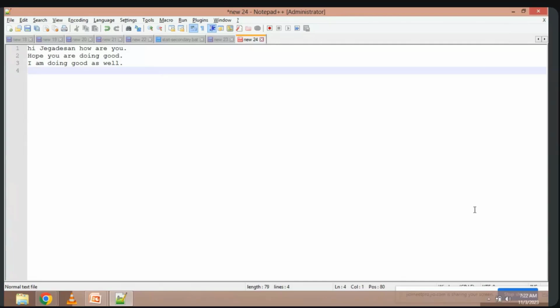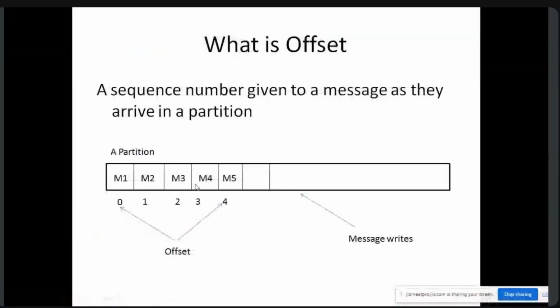The segment represents the partition, because the partition is a logical concept. Where the data actually gets written is a file, and that file is nothing but a segment. Here the numbering starts from 1, but actually the numbering happens from 0. That is the only difference. I hope it is clear.